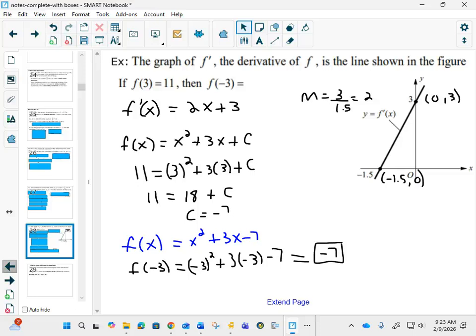Now, what if you had the second derivative? If you had the second derivative, could you work backwards to the first derivative? Yes. And if they gave you information and you worked backwards to the first derivative, you could find c. And then if you had the first derivative, could you work back to the original? Yes. So we're going to look at that next.